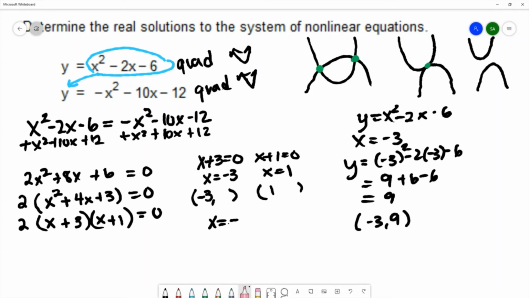It should be negative 1. If I solve x plus 1 equals 0, that's negative 1. So x equals negative 1.